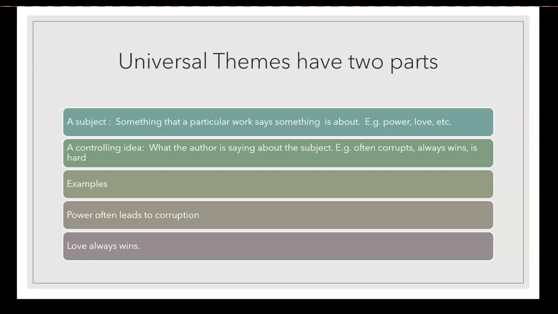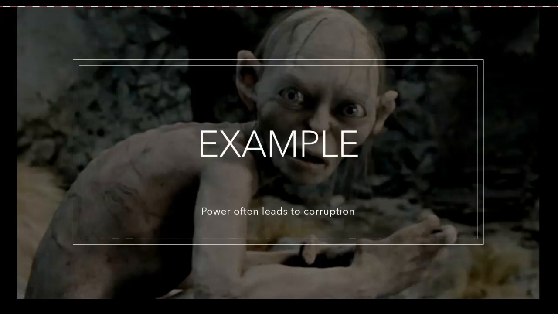Then you need a controlling idea. What is the author saying about the subject, i.e. that power often corrupts, that love always wins, etc. So here's our example: power often leads to corruption, or love always wins. Let's look at the first example. Power often leads to corruption.